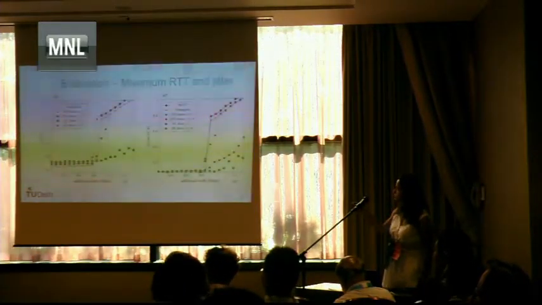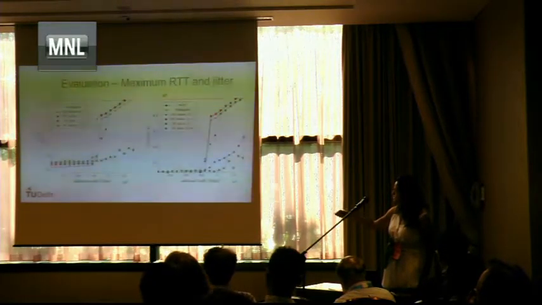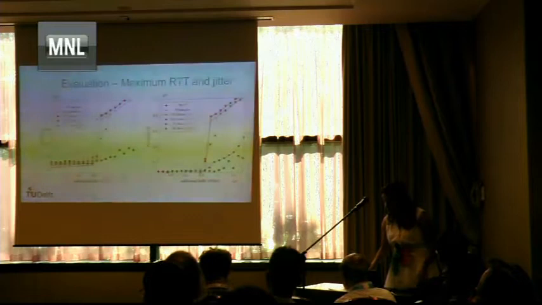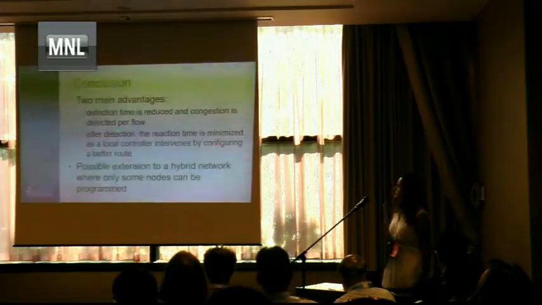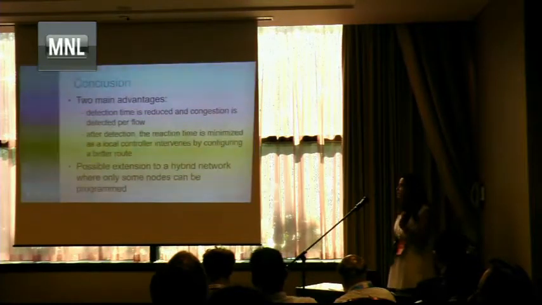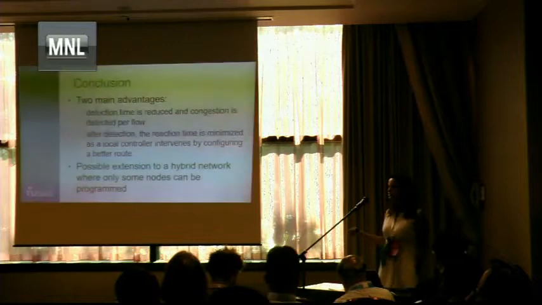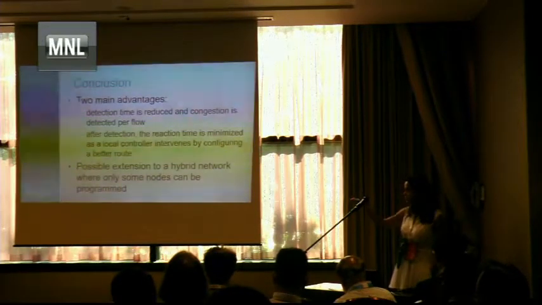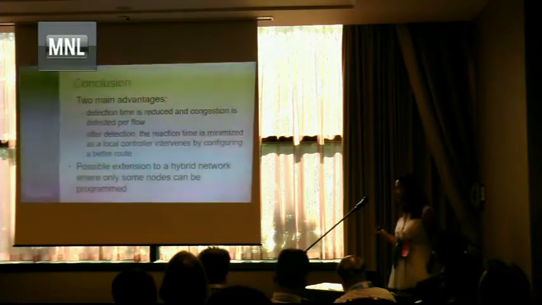And these are the values for jitter. So the data plane direct was actually able to kind of keep it down. Not ideally, but anyway, to conclude, we presented a solution that actually allows fast congestion detection in the data plane using P4. So our solution offers 2 main advantages.